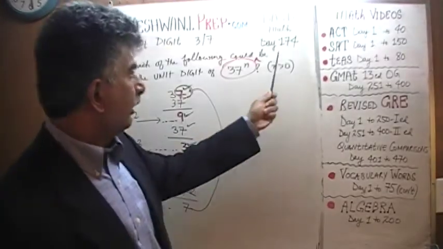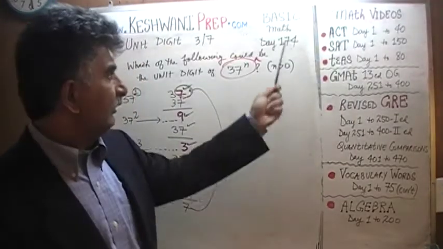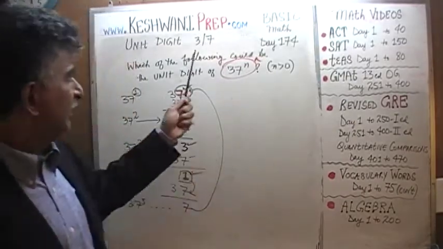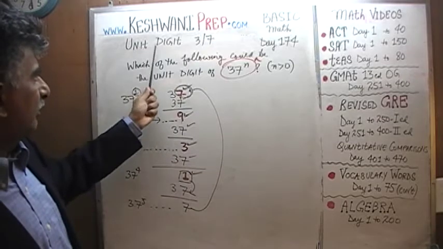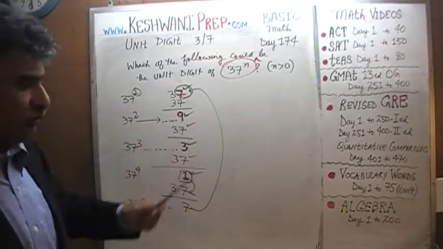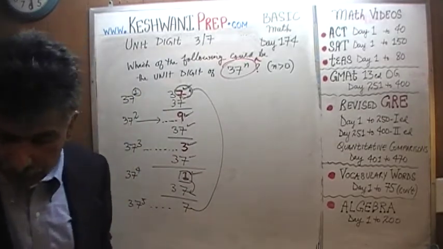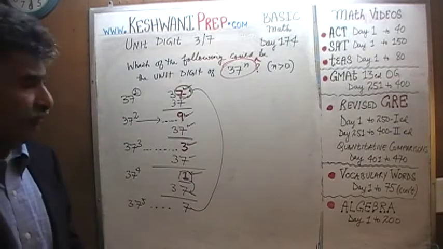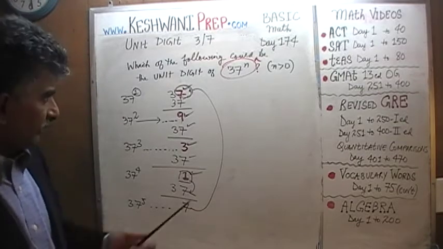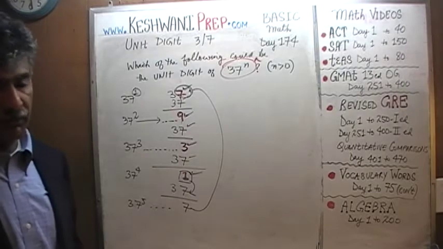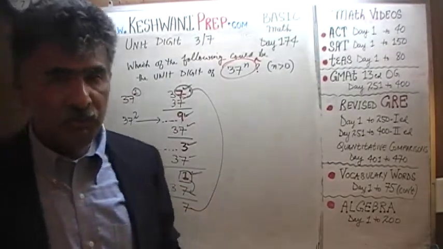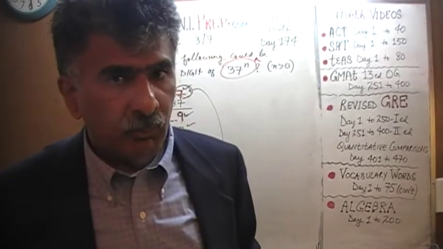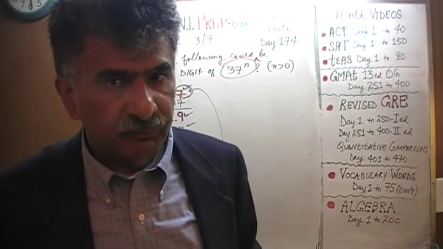Today is our lesson number 174 in the series of basic math, and today we'll have our third video in the series of 7 videos on the topic of unit digit. The problem that you see on the blackboard is the one from yesterday. Today we're going to do a few more problems very similar to what we did yesterday and the day before yesterday. If you have not watched day 173 and day 172, make sure you pause this video immediately, stop this video right now, watch yesterday's video and the one day before yesterday's one.